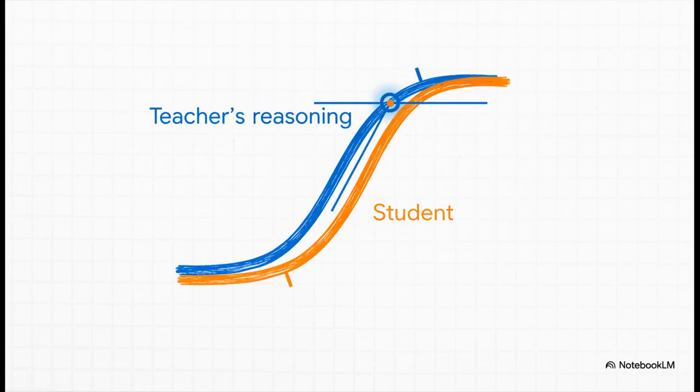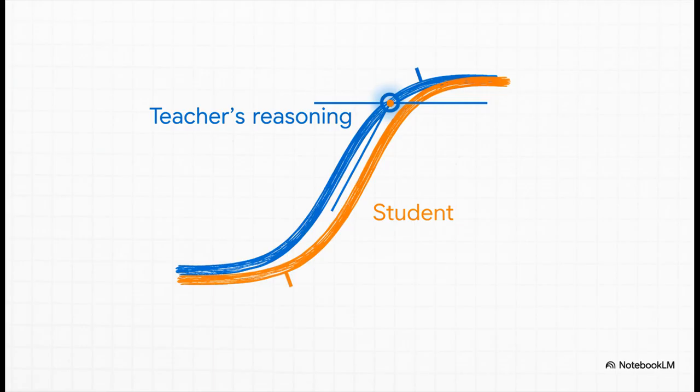So here's the big picture. The old method, that's just about making sure 2 points on a graph line up. That's it, the final answer. But with Jacobian matching, we're not just matching the points, we're matching the slopes. We're forcing the student's reasoning to follow the exact same curve as the teacher's.